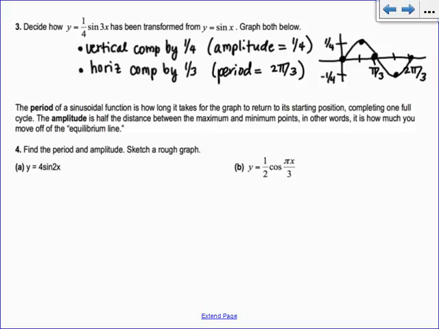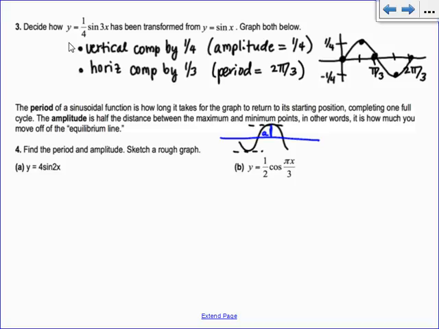Okay? All right, so it says the period of a sinusoidal function is how long it takes for the graph to return to its starting position, completing one full cycle. The amplitude is half the distance between the maximum and minimum. I never refer to it as that though, because this is like the max and this is the min. I always talk about its distance from the equilibrium line. That's your amplitude, in both directions. In other words, it's how much you move off of that equilibrium line. So number 4, find the period and the amplitude, sketch a rough graph.